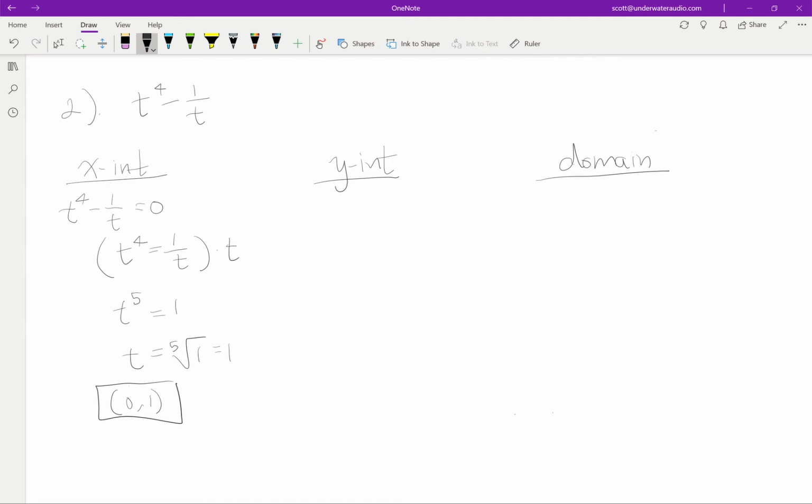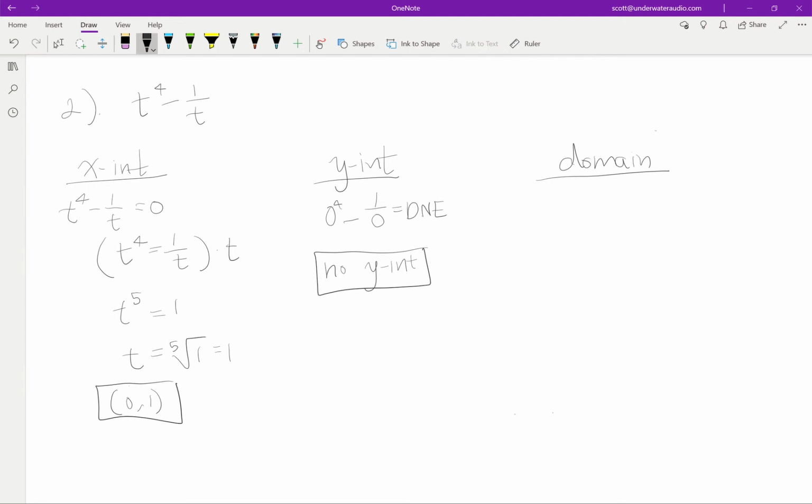To do the y-intercept, I would plug in 0, and that would be 0 to the 4th minus 1 over 0. So 1 divided by 0 is not okay. We can't do that. So that actually doesn't exist, which means there's no y-intercept. Okay, so I have my x-intercept. I know that there isn't a y-intercept.